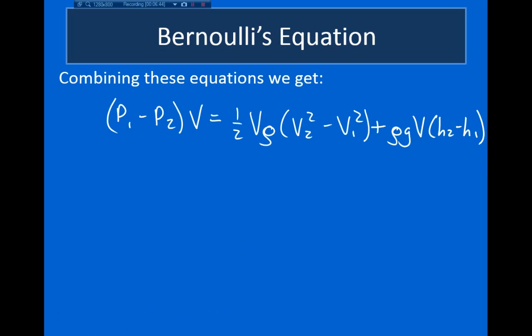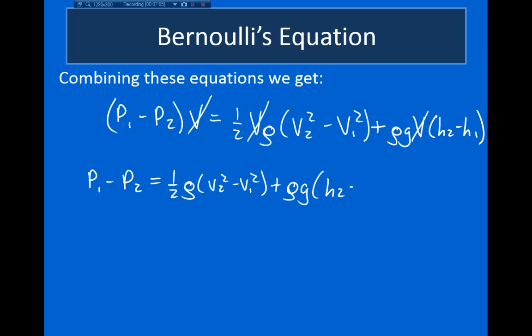Now again, we can see that the volumes are all going to cancel out. That's why I rewrote all of these things in terms of volume and mass density. And so we have that P1 minus P2, the pressure difference, is equal to 1/2 mass density times V2 squared minus V1 squared, plus mass density times g times H2 minus H1. And if we want to, I can rewrite this.